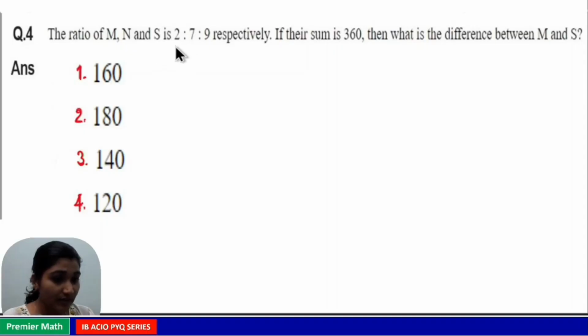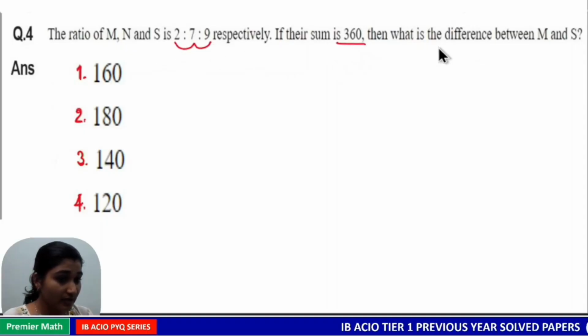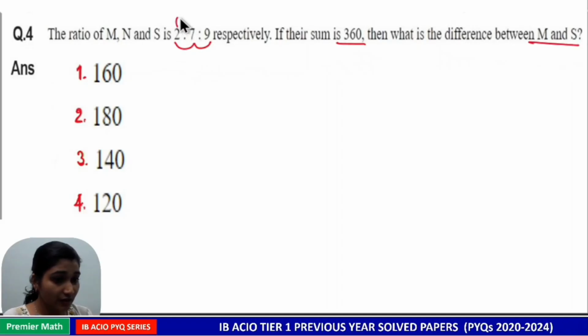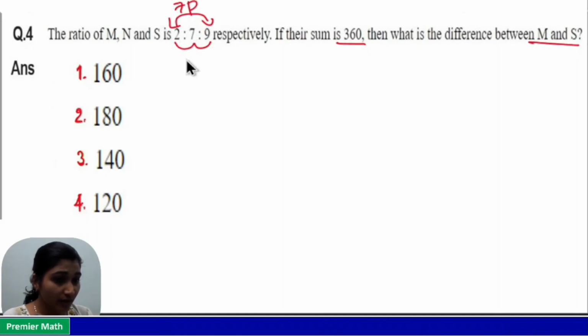Ratio of M and S is 2 is to 7 is to 9 respectively. If their sum is 360, what is the difference between M and S? Here the difference between M and S is equal to 9 minus 2, 7 parts, and here the total sum is equal to 9 plus 9, 18 parts.